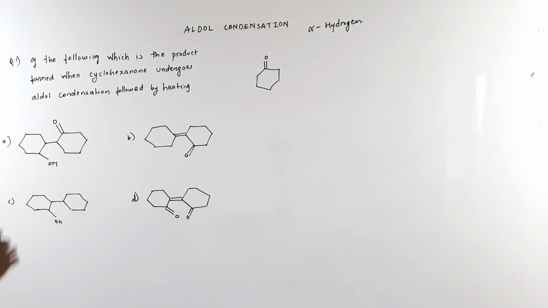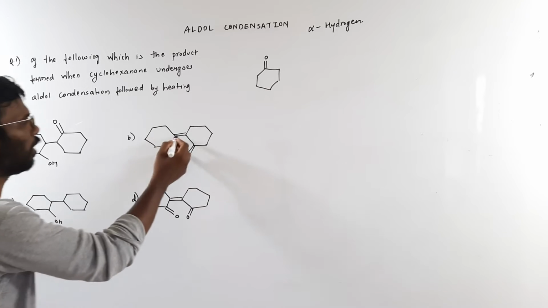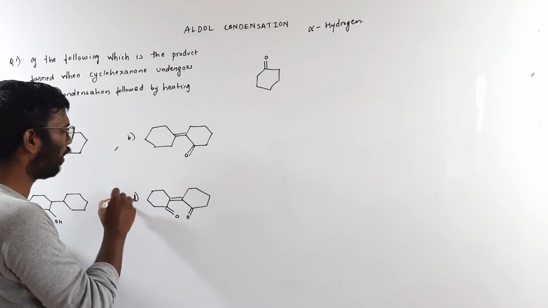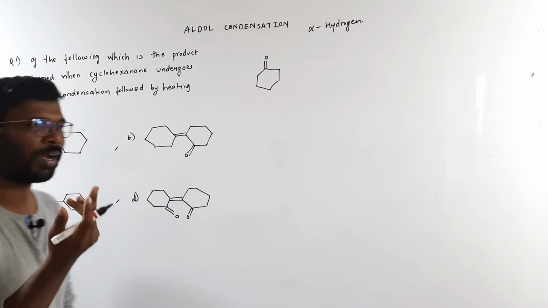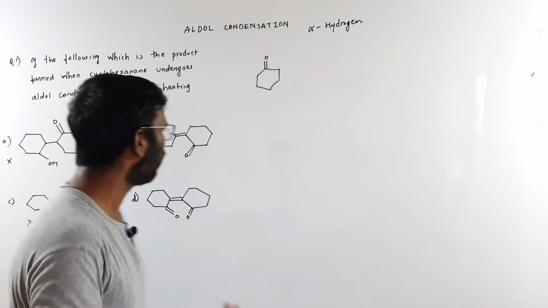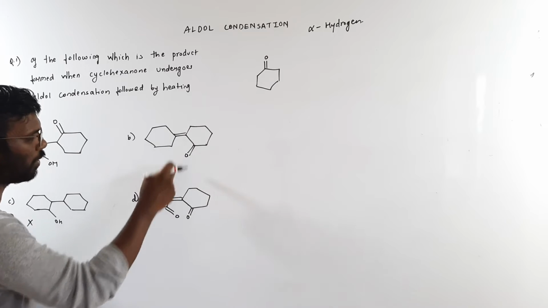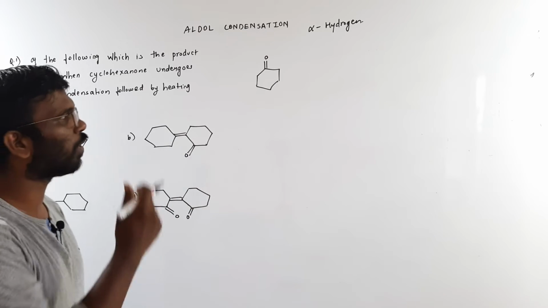Here there is no double bond, so this cannot be an answer. Here this is the double bond, it is in conjugation. Here there is no double bond, so this cannot be an answer. Here there are two products, either B or D. Our chances of getting the answer correct have now increased to 50%, right? We understood that it is B or D. This is a double bond, this is a double bond. This is in conjugation. So which one will be the answer?